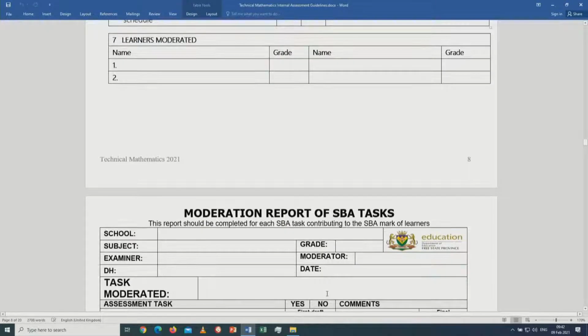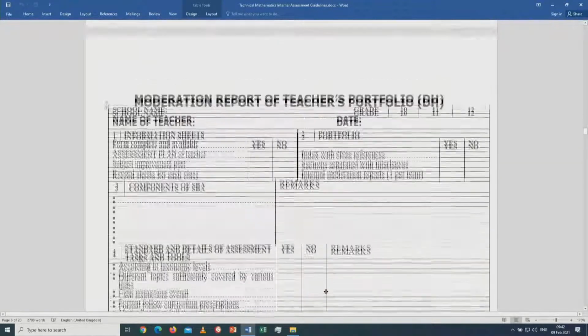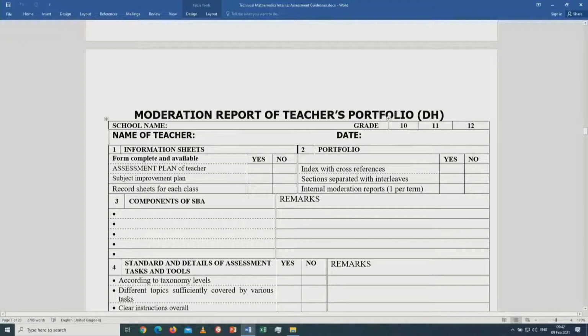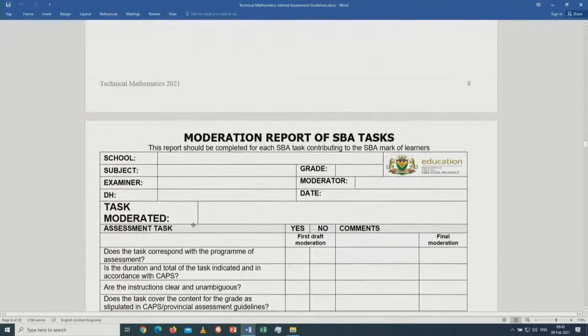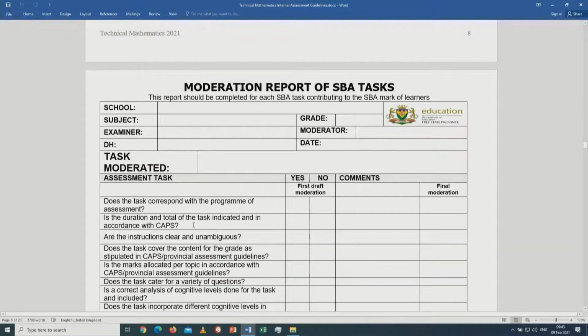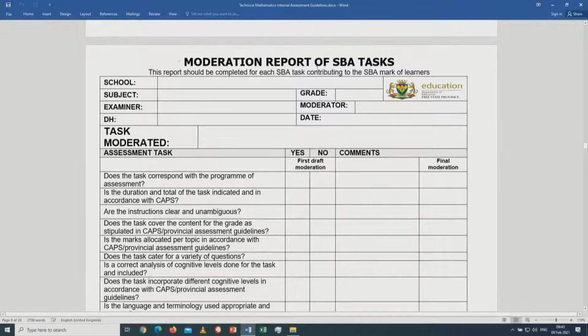So this is exactly what you need to check in your portfolio when it has to be moderated. This is what is needed. It gives you clarity on what to expect. And then you look at the moderation report of the SBA task. This is what I spoke about.